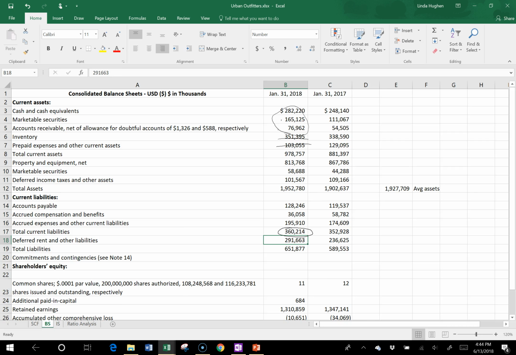So let me delete my notes from earlier. We have cash, we have marketable securities. We are not including accounts receivable. We don't know when we're going to collect them. We don't want to factor or sell them. We're not including inventory or prepaid expenses.